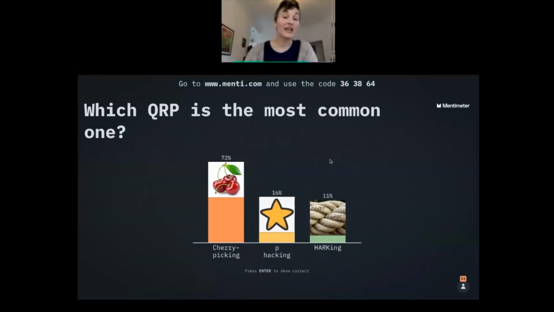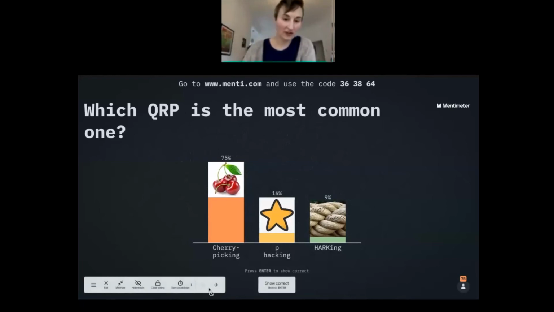Yeah, it's looking really good. So that's correct. Cherry picking is the questionable research practice that's most commonly engaged in, followed by p-hacking and then HARKing. And these numbers are actually from biology studies, not exactly our field, but there have been surveys conducted for ecology and evolution biologists. And these are numbers that are coming from these studies.